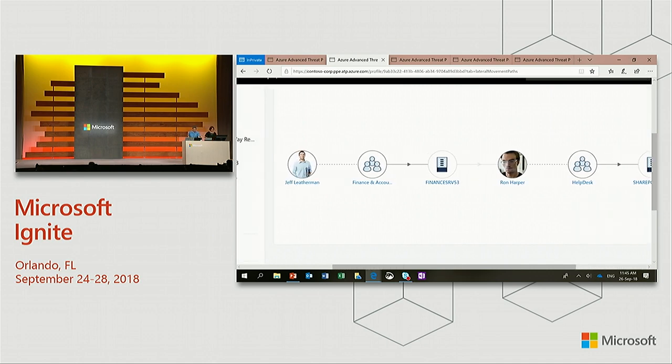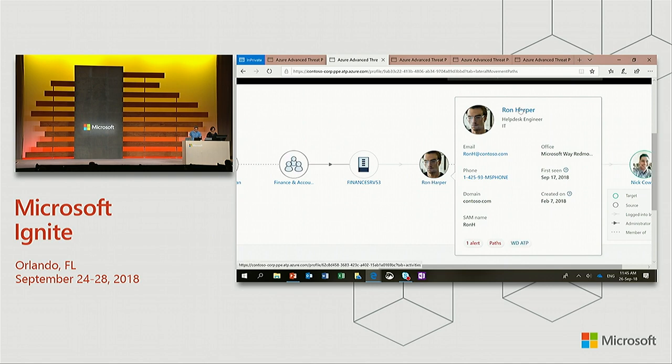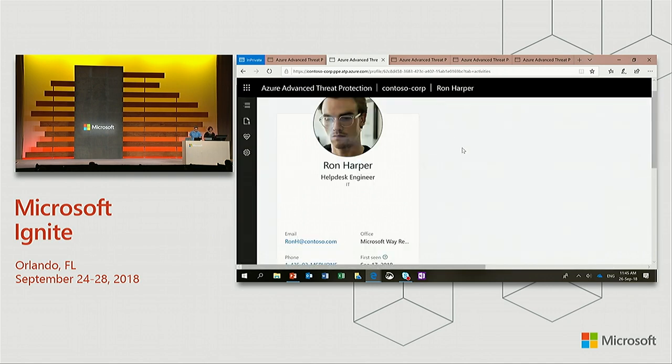So let's continue our story, because Astrid, you asked how Azure ATP works. I did. Interesting so far? Very interesting. So the story never ends here.